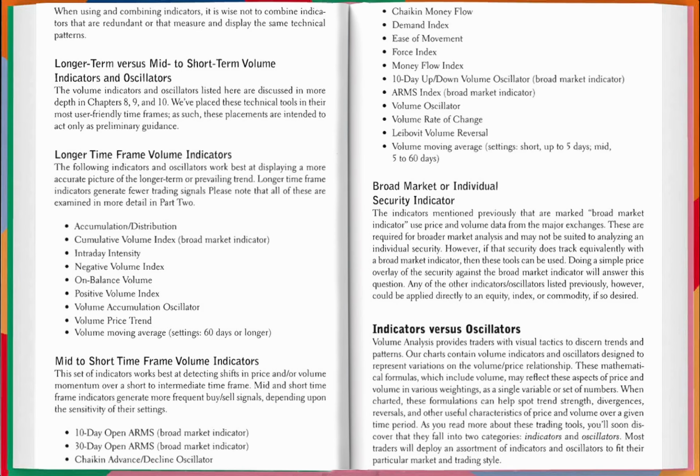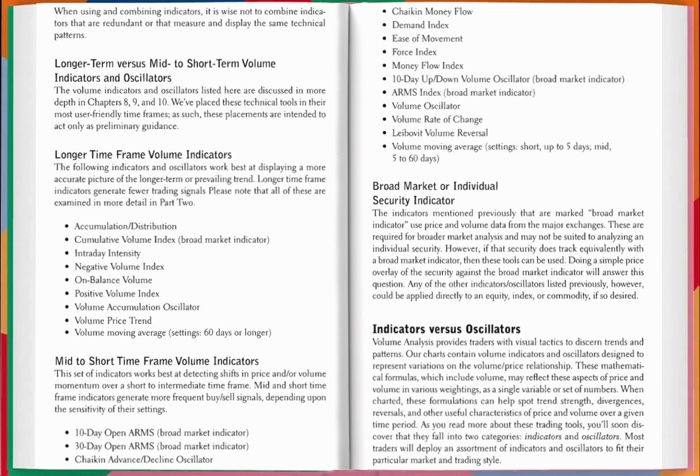The indicators mentioned previously that are marked broad market indicator use price and volume data from the major exchanges. These are required for broader market analysis and may not be suited to analyzing an individual security. However, if that security does track equivalently with a broad market indicator, then these tools can be used. Doing a simple price overlay of the security against the broad market indicator will answer this question. Any of the other indicators or oscillators listed previously, however, could be applied directly to an equity, index, or commodity, if so desired.